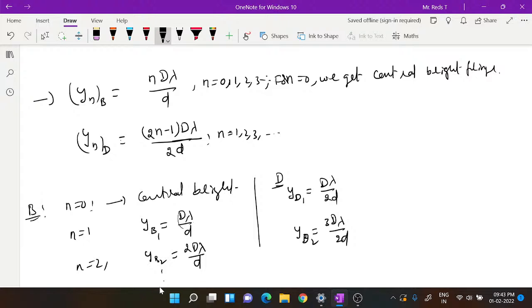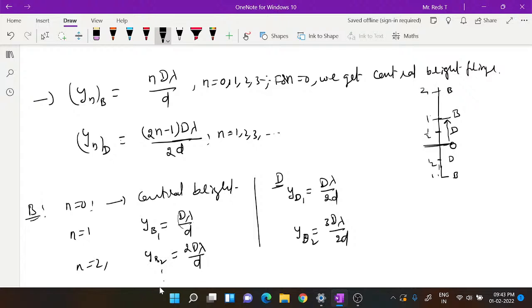What does it mean? If this is the bright fringe, then at 1 unit you are getting the next bright fringe, and at 1 by 2 you are getting a dark fringe, which means here at half you are getting dark. Similarly on this side also, at half you will get dark, then at 1 you will get a bright fringe. Then the next bright fringe will be at 2dλ by d. If you take this as 1, this will be 2. Here again you will get a bright fringe.